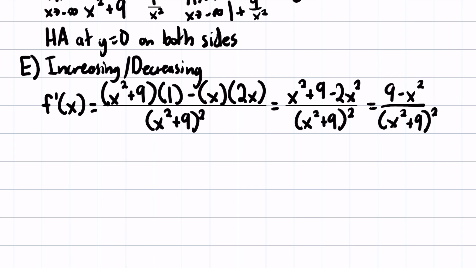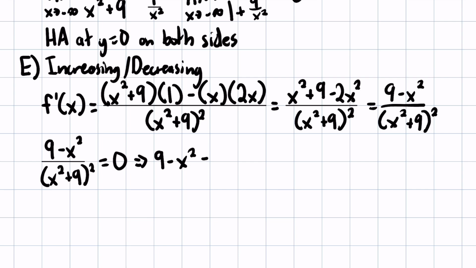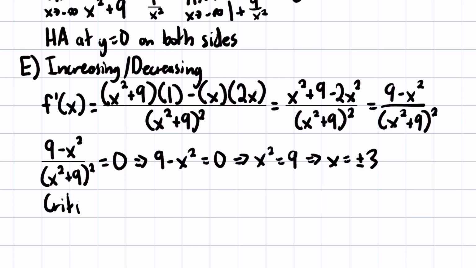So we set that equal to 0 in order to find the critical points. So we multiply both sides by the denominator, and we get 9 minus x squared equals 0. So x squared equals 9. So we square root both sides and get that x equals plus or minus 3. So we're going to have critical points at x equals negative 3 and at x equals 3.